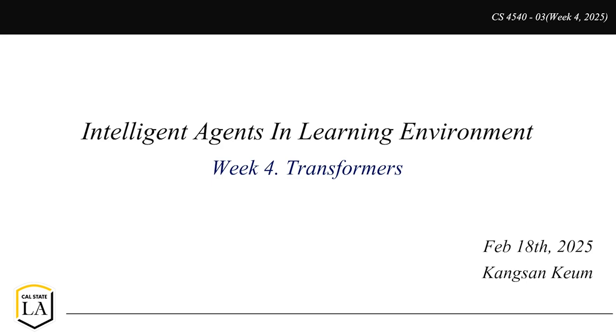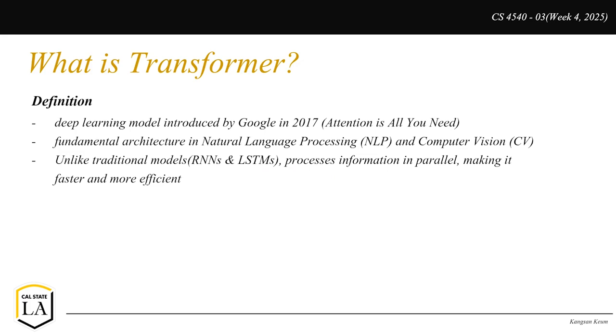Alright, so what is the transformer? The transformer model was introduced by Google in 2017 in the paper Attention Is All You Need. It is a deep learning model that has become the foundation of modern AI applications. Unlike traditional models such as RNNs and LSTMs, transformers can process information in parallel, making them faster and more efficient. Also, they are highly scalable and can handle long-range dependencies effectively.